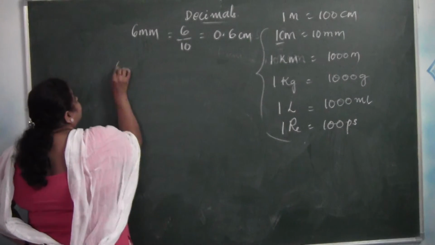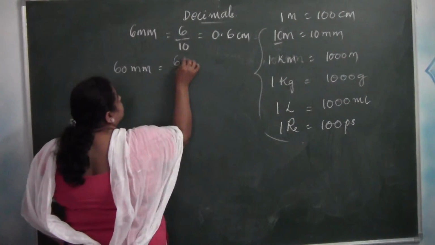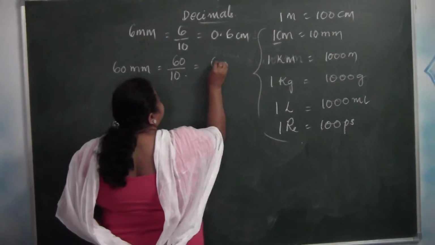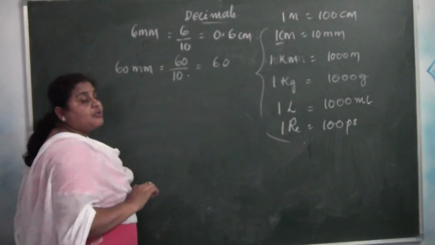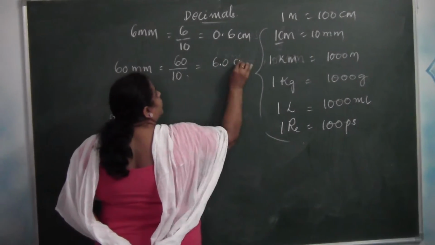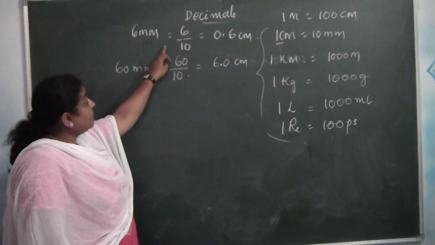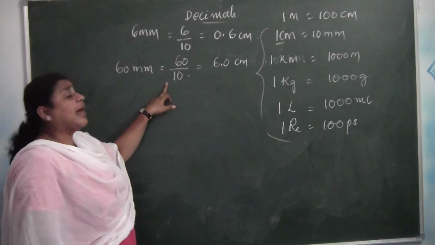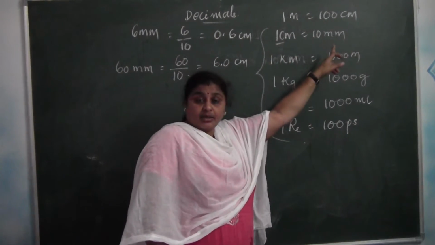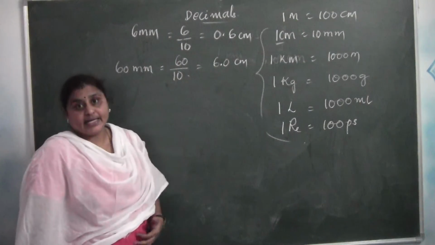Now 60 millimeters I have. 60 millimeters, how do you write? 60 by 10. So first write 60 as it is. Now how many zeros I have? 1 zero. So 6.0 centimeters. Why am I dividing all these numbers with 10, children? Because 1 centimeter is 10 millimeters. That is why we are dividing these numbers with 10.